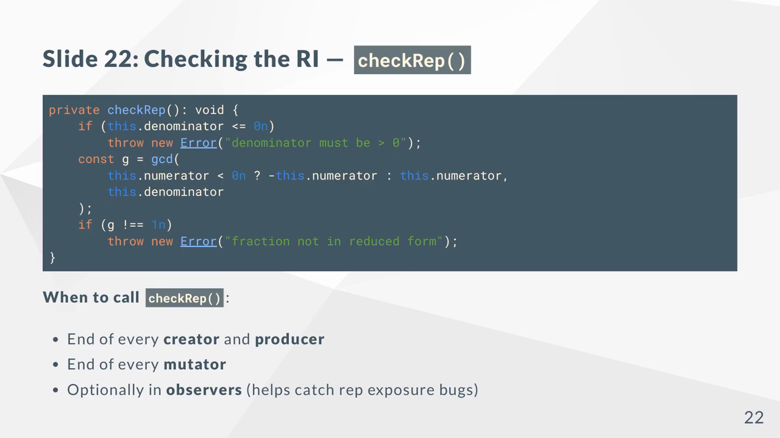When should you call checkRep? At the end of every creator and producer, at the end of every mutator, and optionally at the start or end of observers. This helps catch rep exposure bugs earlier. CheckRep turns silent invariant violations into loud, immediate failures at the point where the damage occurred.